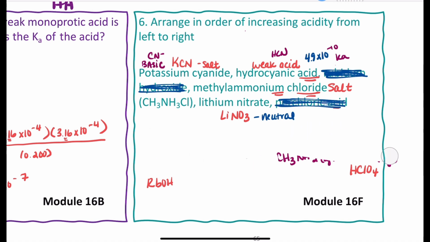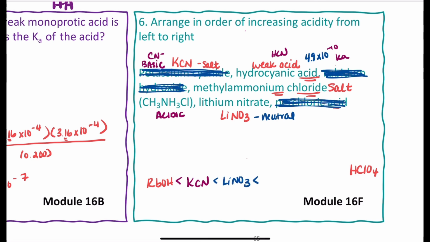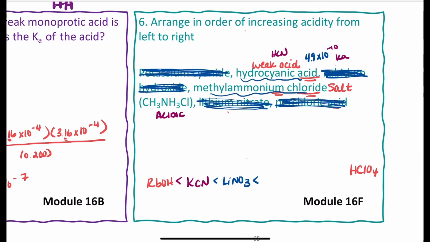So let me erase this out of my way. Okay. So I know this is acidic. I know that the KCN is basic, so that crosses that out. I know that the lithium nitrate is neutral, so that crosses that out. Now all I have left is the hydrocyanic acid and the methylammonium chloride.